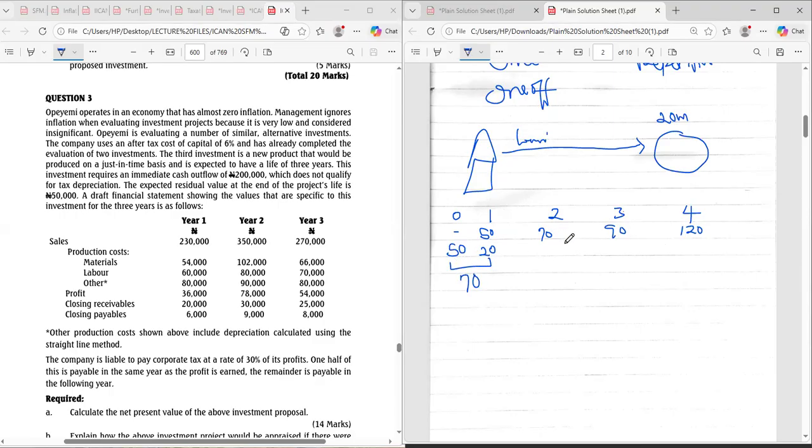Good. Now, you want 90 million, right? Sorry, you want 70 million, right? So what will I do? Okay, I'm giving you 20 million. Now, you want 90 million. Now, what will I do? I will add 20 million.